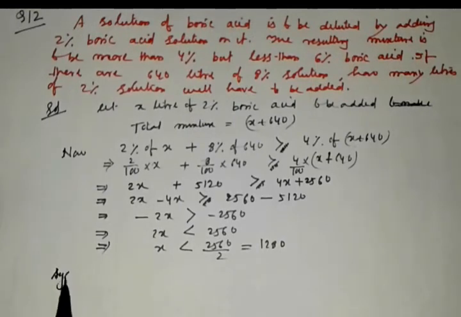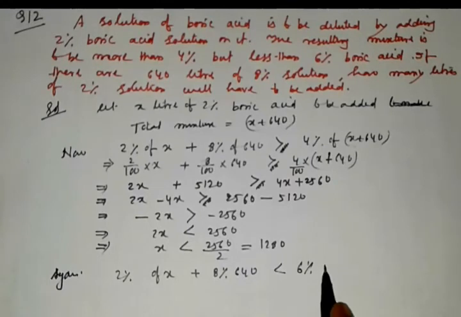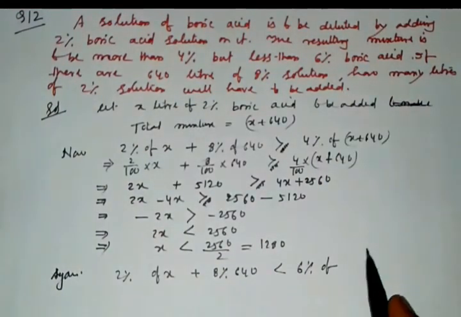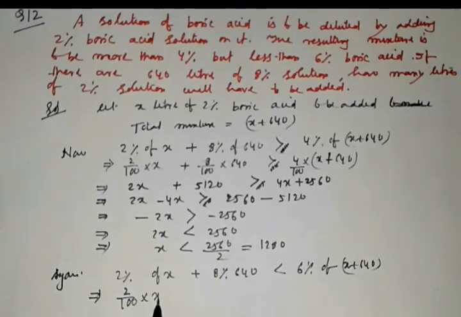Again, given 2% of x plus 8% of 640 is less than 6% of x plus 640. From this we can write 2 by 100 into x plus 8 by 100 into 640 less than 6 by 100 into x plus 640.